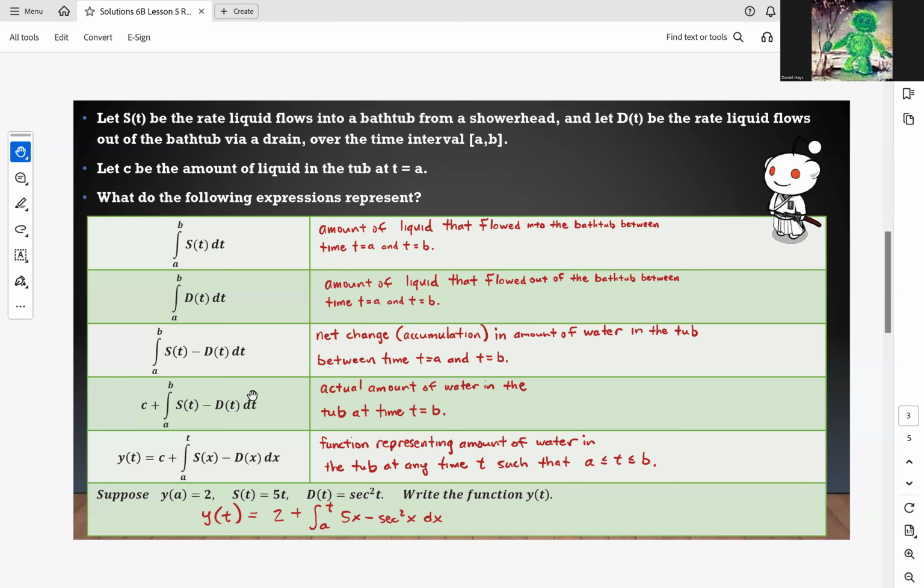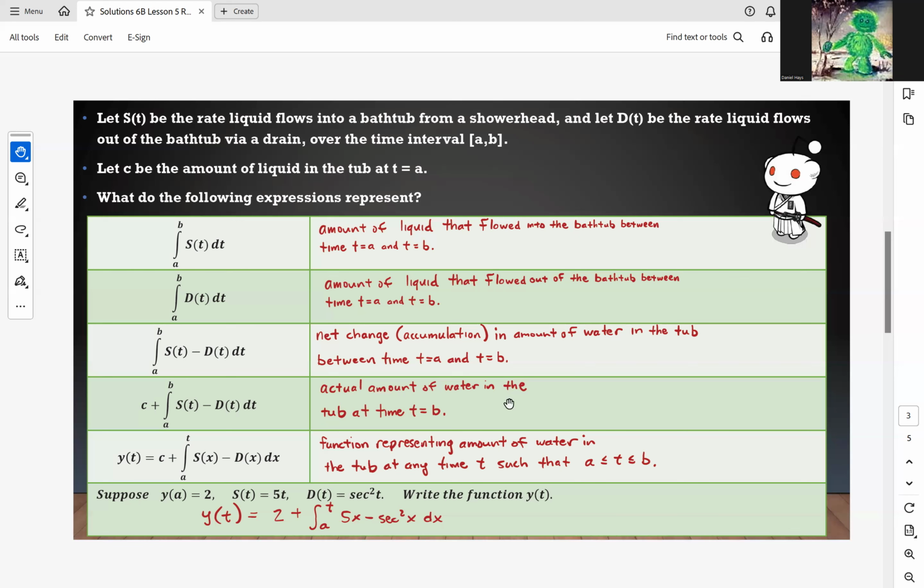The last few expressions here are talking about the amount more so even than the accumulation, because after all, this third integral here is really most useful if I also happen to know how much water was in the tub at the start. So if C is the initial amount, we would do C plus our integral of rate in minus rate out to find the new amount of water in the tub at the time t equals b.